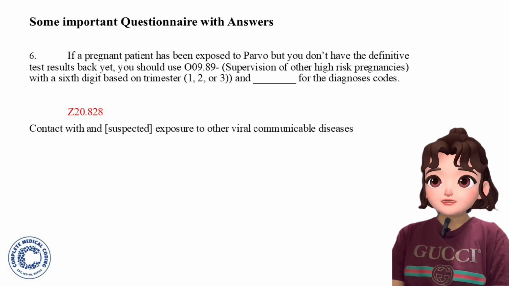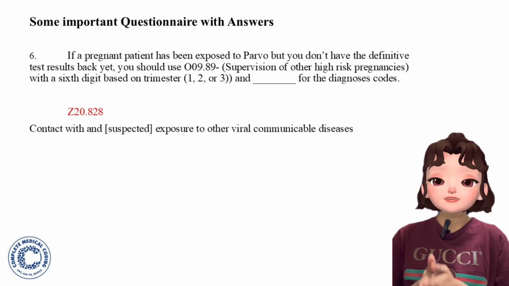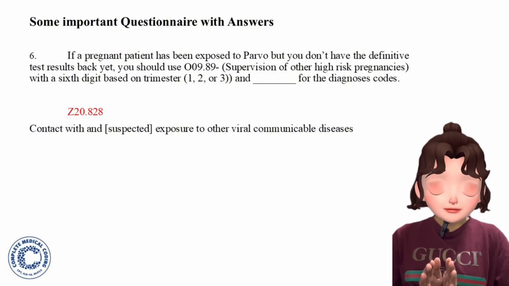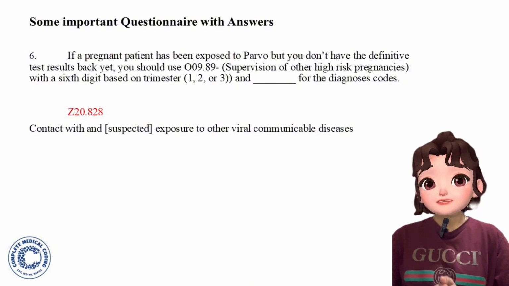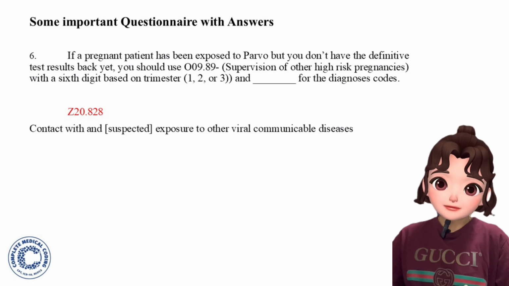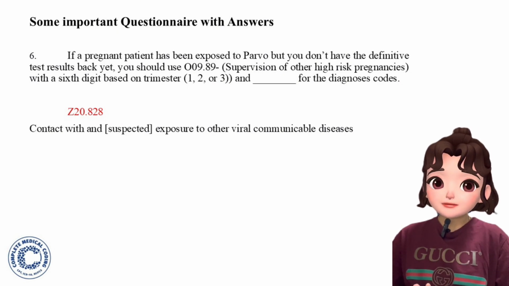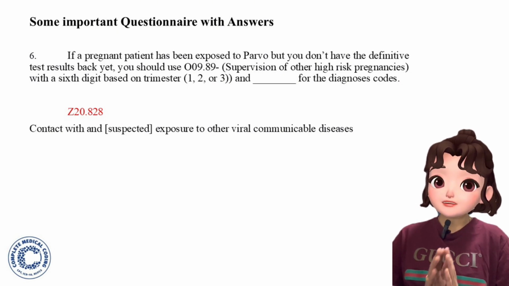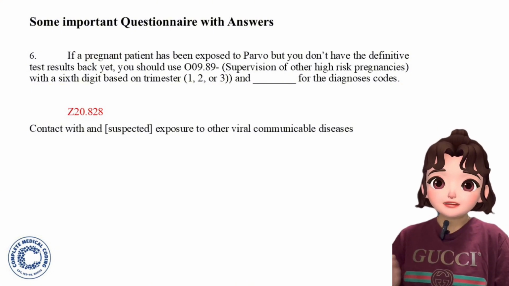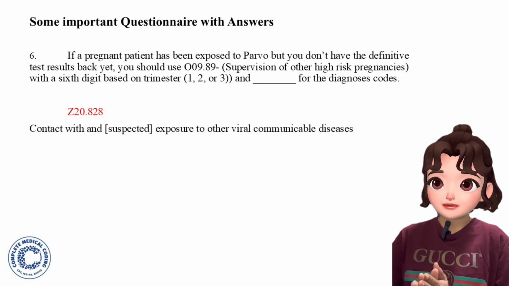And which Z code will we use here? If the pregnant patient is exposed to parvo, whenever there is a pregnant patient, whenever you are coding any pregnancy, again and again I am repeating, you have to always mark the O code as primary. So here O09.89 for the supervision of high-risk pregnancies, because parvo is a viral condition. 891, 892, 893, whatever it is, depending on the trimester.